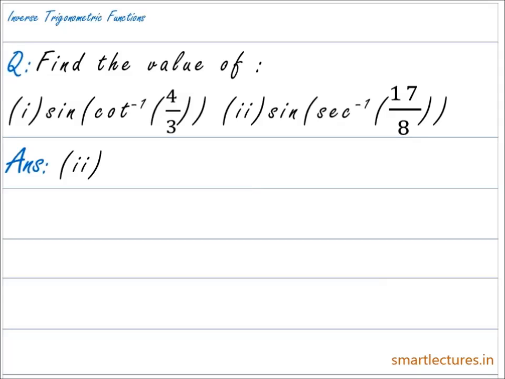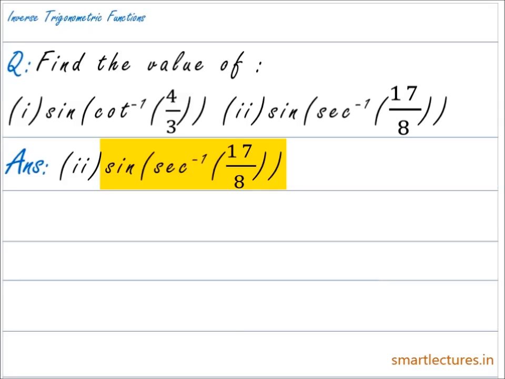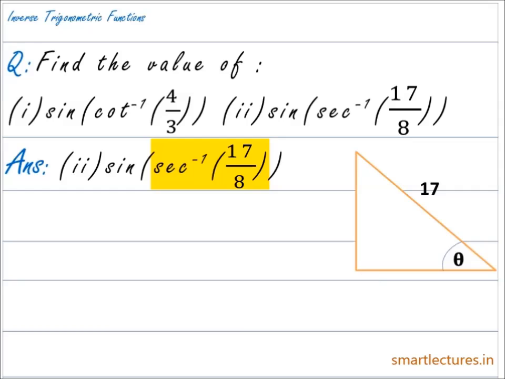And now let's solve the second part, in which we have to find the value of sine of sec inverse 17 upon 8. First we shall convert sec inverse 17 upon 8 into some form of sine inverse x. Now sec inverse 17 upon 8 means it is an angle in some right angle triangle in which the ratio of hypotenuse to the base is equal to 17 upon 8. So for that, let's first draw a right angle triangle. Now here, if hypotenuse is equal to 17 units, then the base will be 8 units.